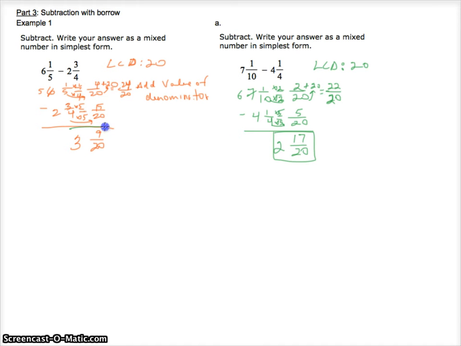And these are my two solutions. So remember that when you borrow, we're going to add the value of the denominator to the numerator. Find your LCD like normal, add the value of the denominator to the numerator, and then subtract. Good luck.